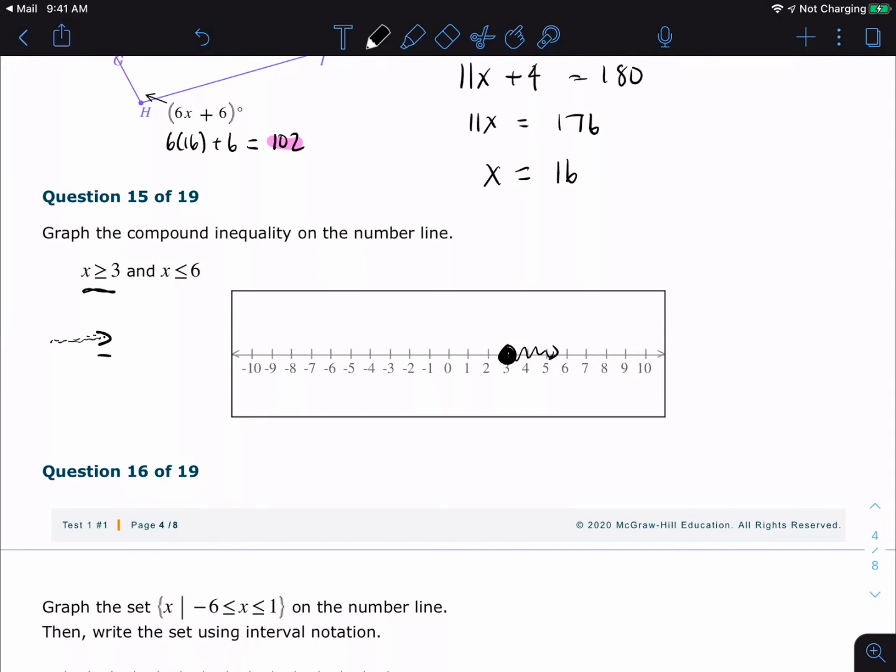Over here, again, it's a filled-in circle at 6, but the arrow with the variable on the left is pointing the other way, so I've got to go this way. So this is the solution to this problem.